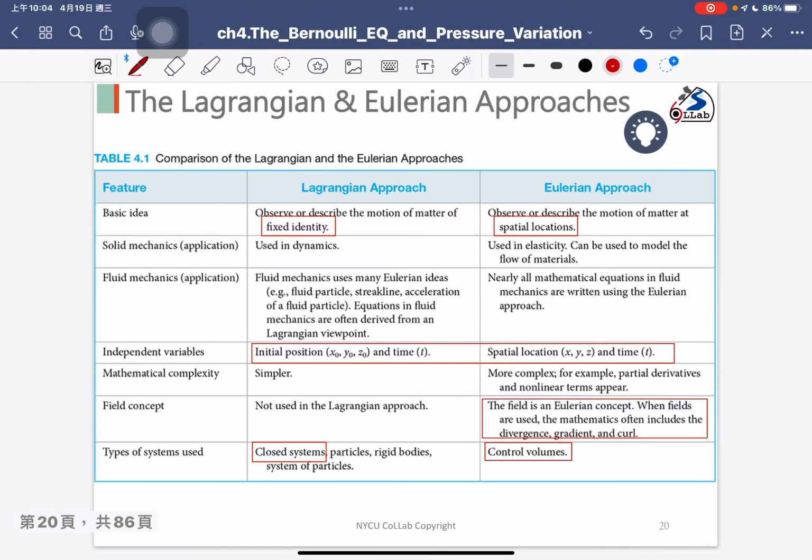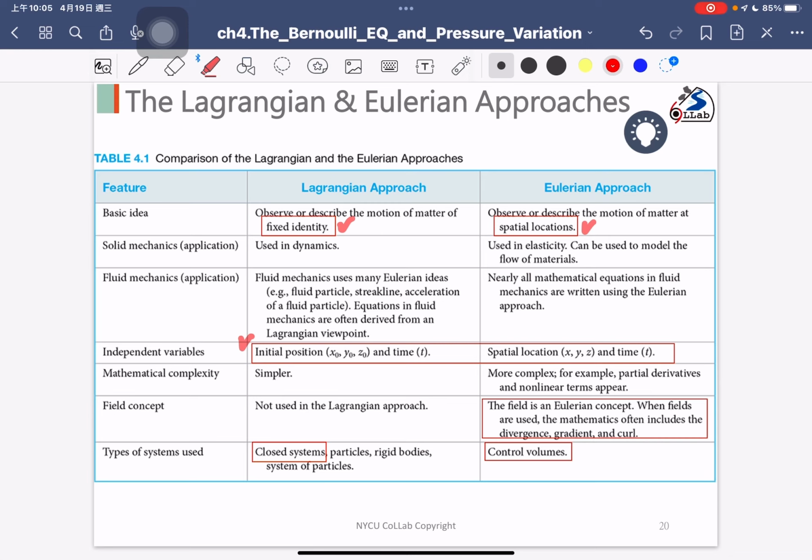The table just summarizes all the concepts between the Lagrange and the Eulerian. I highlighted some important differences with the red square. You can see the first one: we need to fix the point. The fixed point indicates we fix the initial point. But the Eulerian doesn't need that. You just need to know the spatial location coordinate. We don't fix it.